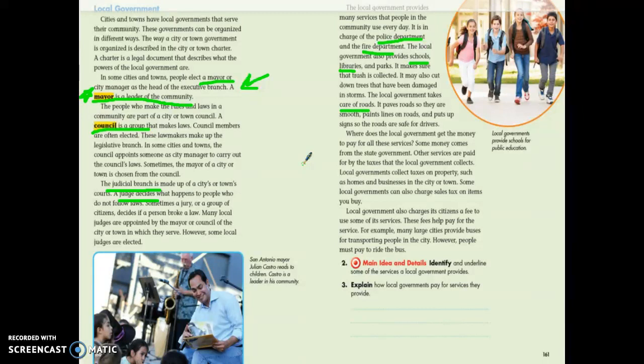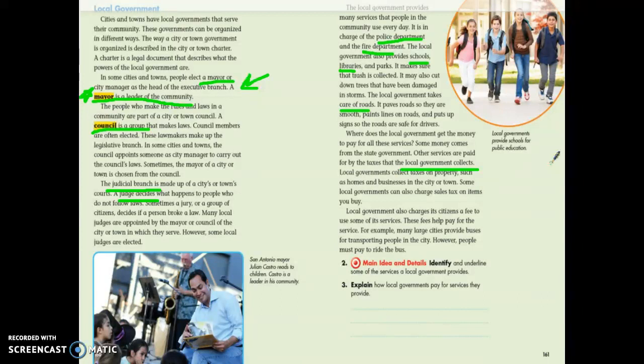Where does the local government get money to do all these things? Some money comes from the state government, and other services are paid for by taxes that the local government collects. Local governments collect taxes on property, such as homes and businesses in the city and town, and some local governments can also charge sales tax on items you buy.